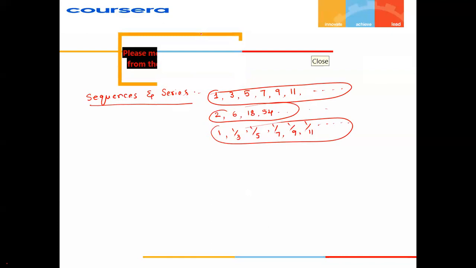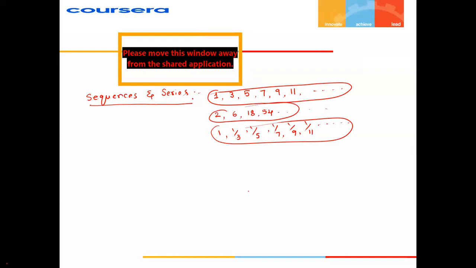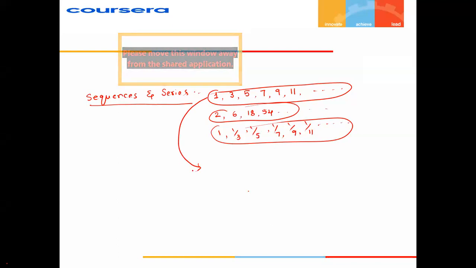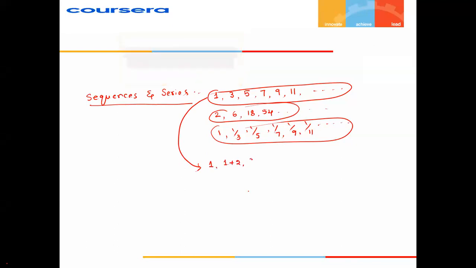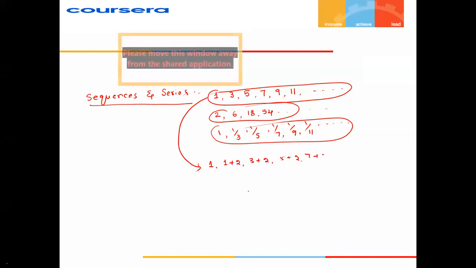Odd number series, difference. If you see here, for every term, a constant number is added to the previous term: 1 plus 2 is 3, 3 plus 2 is 5, 5 plus 2 is 7, 7 plus 2 is 9, 9 plus 2 is 11, right? That means by adding 2 to the previous number, we are getting this. This is what we call an arithmetic progression, AP.